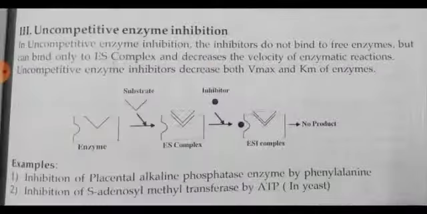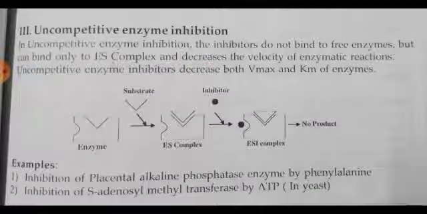But in this case, it is very peculiar because here the inhibitor will not bind to the enzyme directly, but it will bind to the enzyme-substrate complex. First you can see the enzyme and then the substrate will bind, you will get the enzyme-substrate complex, then the inhibitor will come and get attached, forming the enzyme-substrate-inhibitor complex, and then you will not have any product, thereby the enzyme is inhibited.